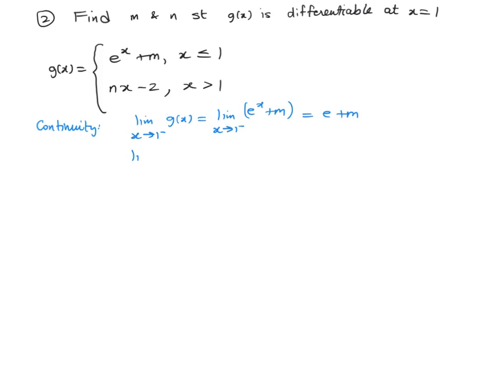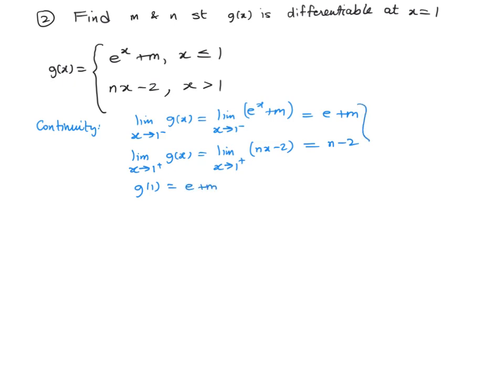And now I do the limit as x approaches 1 from the right of g of x. And that's going to be the limit as x approaches 1 from the right of nx minus 2, which again, when I plug in numbers very, very close to 1, becomes n minus 2. Now, finally, I need to do g of 1, because that's a requirement for continuity. But luckily, g of 1 is literally just plugging into here. So it's going to be e to the 1 plus m, or just e plus m.